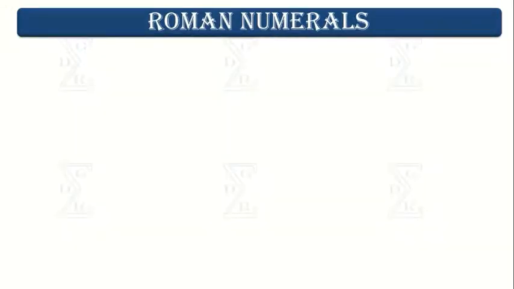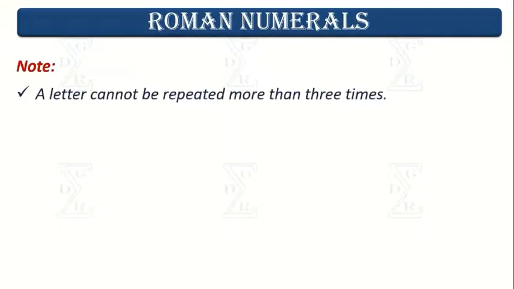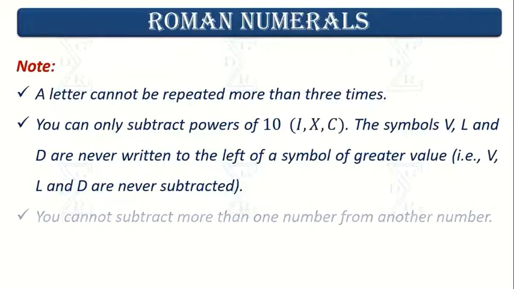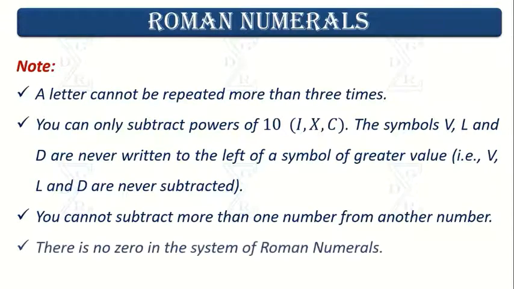Roman numerals. Note: a letter cannot be repeated more than 3 times. You can only subtract powers of 10, that is, I, X, C. The symbols V, L and D are never written to the left of a symbol of greater value, that is, V, L and D are never subtracted. You cannot subtract more than one number from another number. There is no zero in the system of Roman numerals.